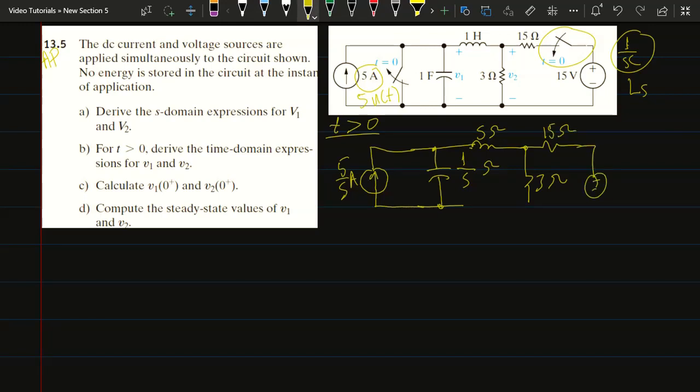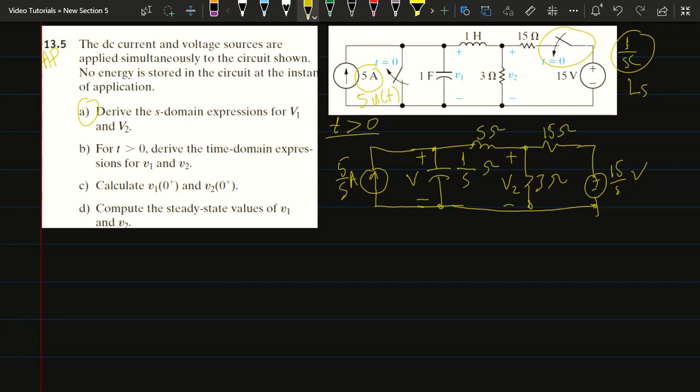And for the voltage source, I have to take the Laplace transform of 15 u of t, which is 15 over s, and the unit for that is V. So this is now my circuit. What's required in part A is to derive the s-domain expressions for V1 and V2. So V1 is here across the capacitor, and V2 is the voltage from here to here.